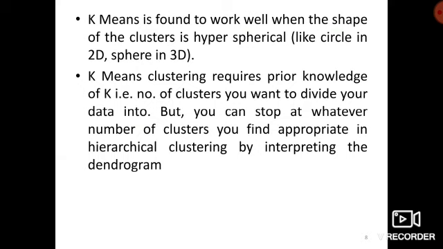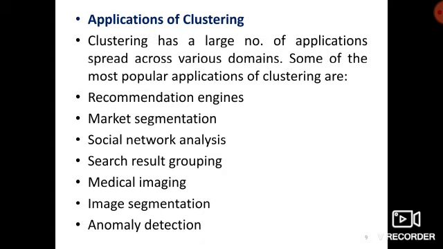K-means clustering is found to work well when the shape of the cluster is hyperspherical, like a circle in 2D or a sphere in 3D. K-means clustering requires prior knowledge of K, the number of clusters you want to divide your data into. But in hierarchical clustering, you can stop at whatever number of clusters you find appropriate by interpreting the dendrogram. Now, what are the applications of clustering?